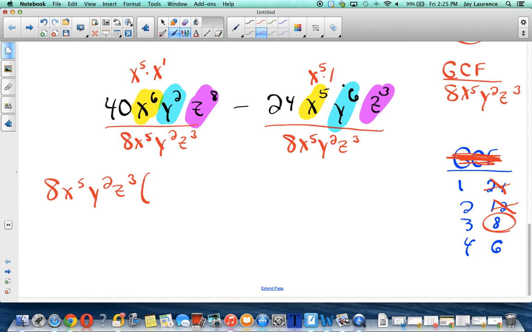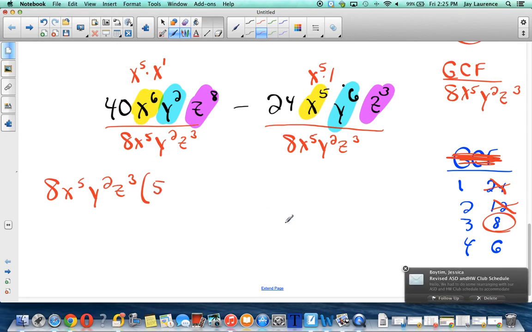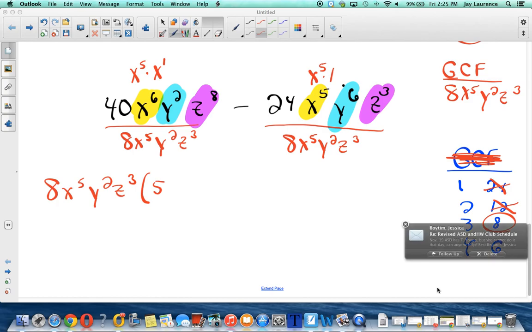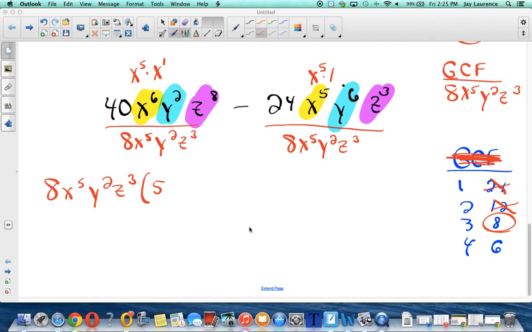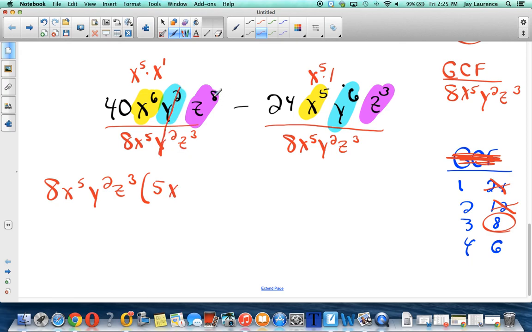40 divided by 8 is 5. X to the 6th divided by x to the 5th should be a plain old x, right? Y squared divided by y squared, they cancel. Z to the 8th divided by z cubed is going to be a z to the 5th.